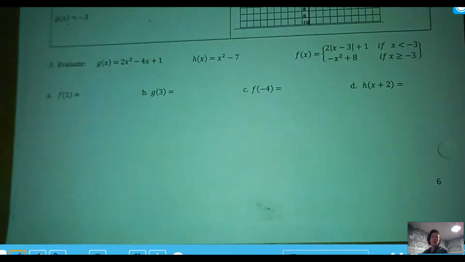So I'm actually on page 6 in your note packet. These were some problems I had asked you to take a look at as practice while we're still in the hybrid mode. And so I'm just going to pick a few of these problems and go over them.